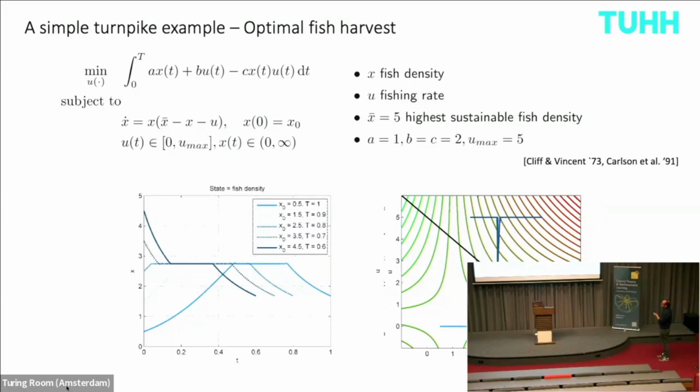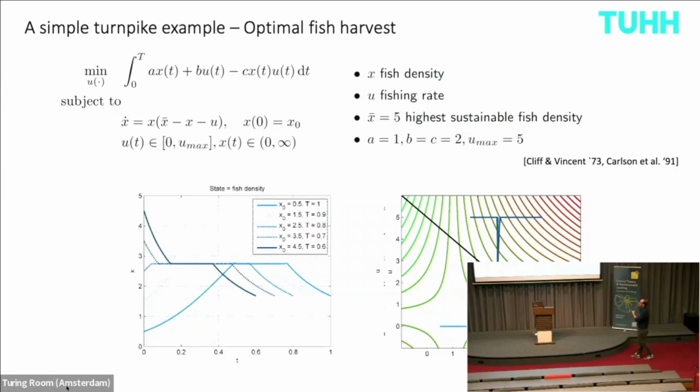X equals 0 is forbidden. Why? If X is 0, then we don't have any fish in there. This little model doesn't model any inception of fish. There have to be fish to have more fish. So we have to exclude X equals 0. So what we end up with is this black line.